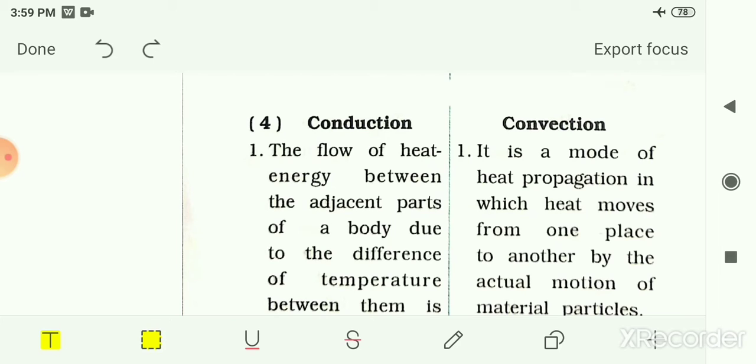Now what is the range for the clinical or doctor's thermometer? The clinical thermometer can measure temperature from 35 degrees Celsius to 42 degrees Celsius. And in the Fahrenheit scale, it is from 94 degrees Fahrenheit to 108 degrees Fahrenheit. Then we had seen the normal temperature of the human body. It is 37 degrees Celsius, and in the Fahrenheit scale, it is 98.6 degrees Fahrenheit.